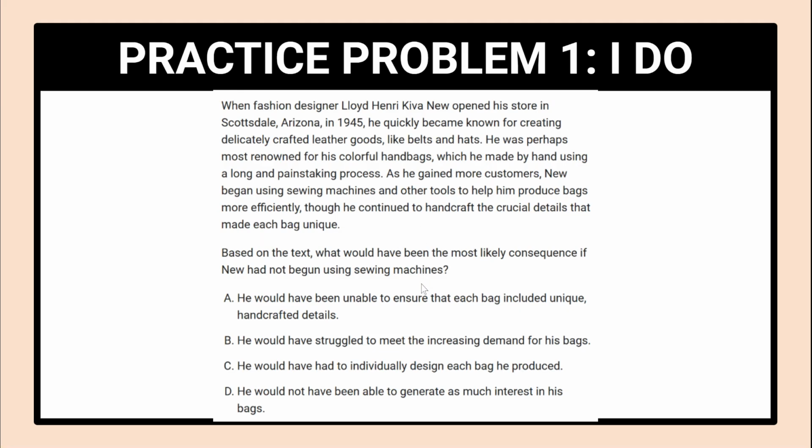So, based on that detail about efficiency, A wouldn't really make sense because doing them by hand is what gives them the handcrafted unique details. C doesn't make sense either, with the new sewing machines. And D, not being able to generate much interest, is also not really true. B is the only one that really makes sense here because this is what talks about efficiency and meeting the demand of the goods. Because if you're not efficient, you won't really be able to meet that demand.